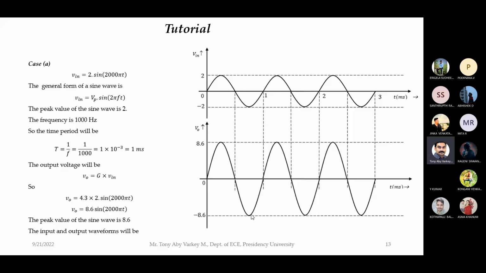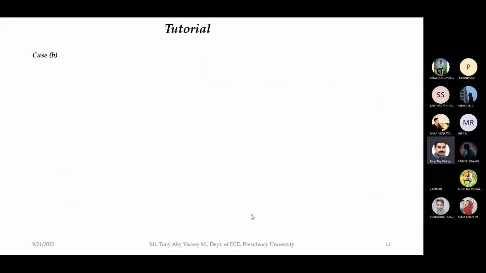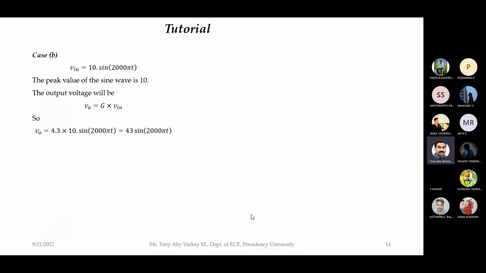Okay. Now second case also we will see. Second case is input voltage is given as 10 sine 2000 pi t. So what is the peak value of the input? 10, correct? Frequency again is 1000 only. So output voltage will be gain into Vin. Gain is 4.3, so output voltage will be 4.3 into 10 sine 2000 pi t, which is 43 sine 2000 pi t.